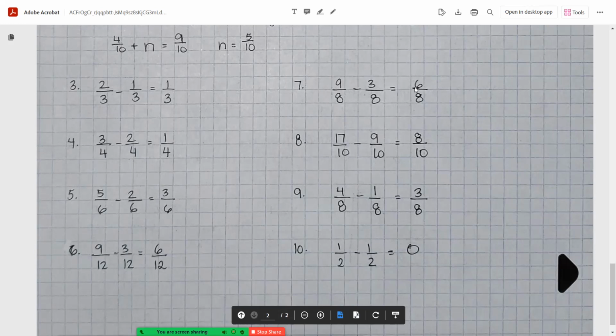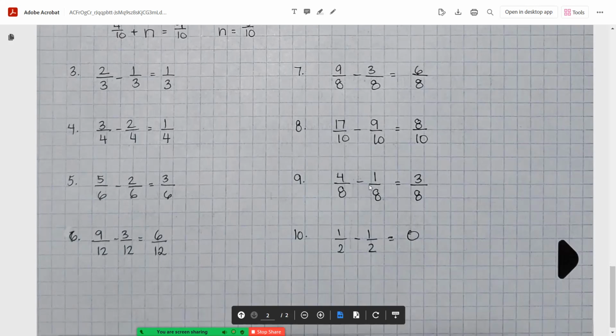9/8 minus 3/8 will give me 6/8. Now these are both even numbers. So I can actually keep going with this and say, okay, I can divide both of these by 2, and this will give me 3/4. So 6/8 is an equivalent fraction of 3/4. 17/10 minus 9/10. So 17 minus 9 is going to give me 8/10. I know I can also divide the top and the bottom by 2 if I want to find an equivalent fraction. So this would be 4/5.